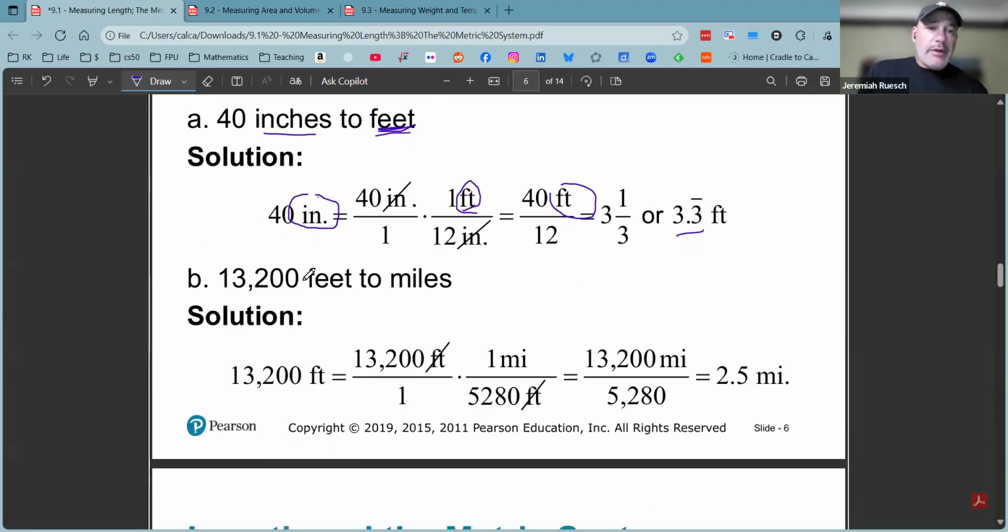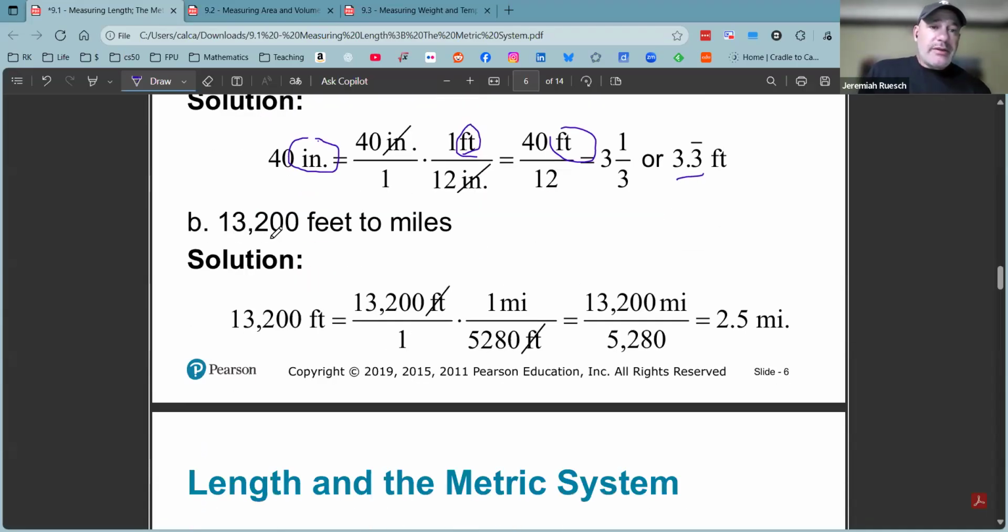Okay. Another one, let's say we have 13,200 feet. That could be, for example, the height of a really tall mountain. For some reason, we measure really high mountains in feet. And so if we wanted to know how many miles that is, again, this is what we were given, the feet, and we want to convert it into miles. So if I have feet and I want to get rid of feet, then this is what I was referring to earlier.